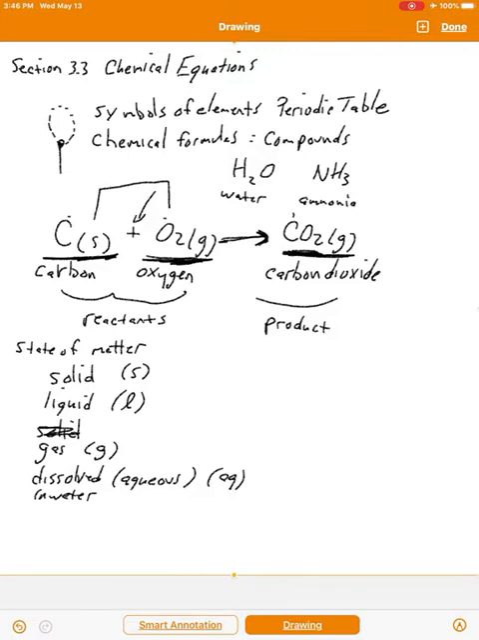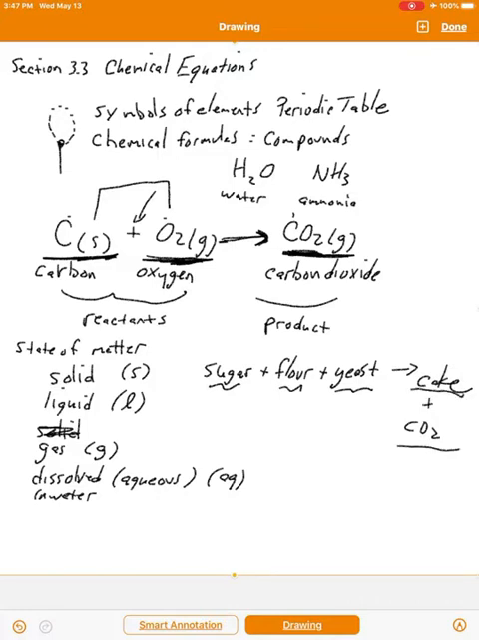Just like if we were going to bake a cake, you might say sugar plus flour plus yeast yields a cake, right? So these are separate substances that are going to be formed. I guess carbon dioxide would be one of the products as well. So we could have two substances on the product side. So that's the idea of a chemical equation.